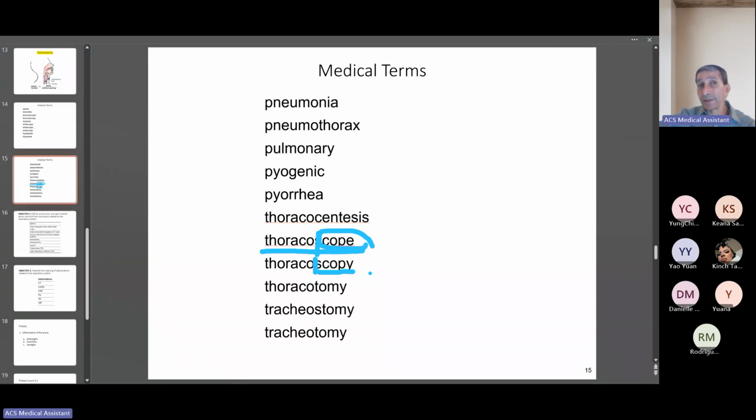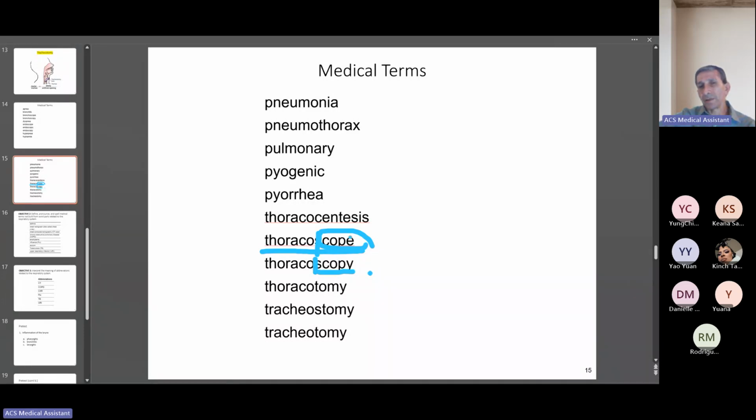Remember that scope means the instrument, but not every single instrument has the suffix scope. Remember that if we're going to use an instrument to check your blood sugar, it is not called scope. It's called glucometer. Meter will be an instrument. Oximeter, the instrument that measures oxygen.